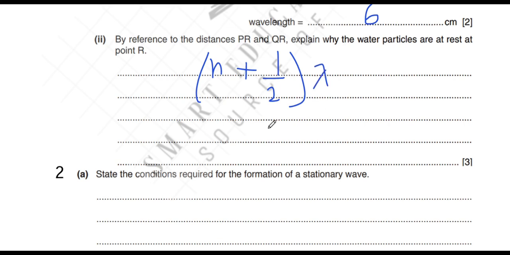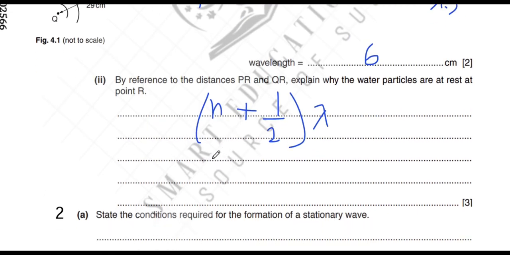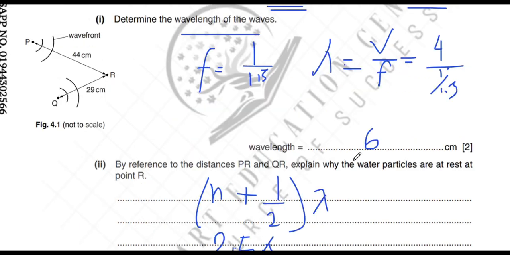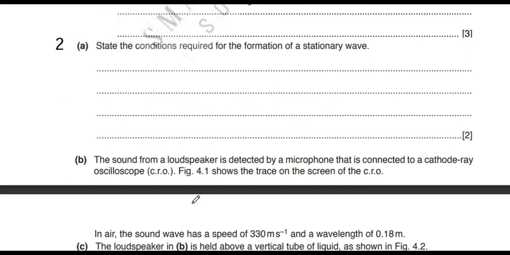N plus half lambda. If you use this rule, you will be able to find out, and this is a second interference, so it would be 2.5 lambda accordingly. So that's what you need to write, and you must also show the formula. You're using the formula, what value you get, and also write about the destructive interference, or else you will not gain marks. And next, state the condition required for the formation of a stationary wave.